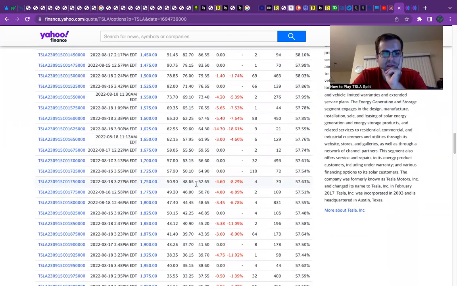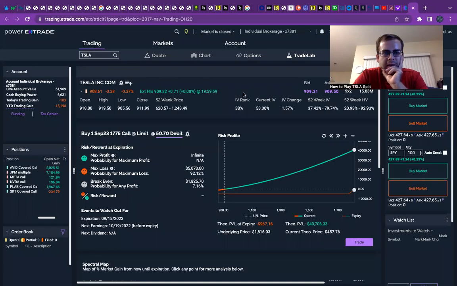Okay, so I think I was looking at 1775, and see, this is $50 per contract. This wasn't like $5 or whatever I showed on Sunday. So I would pick something like this. And now let's go over to the Power E-Trade tool. And this is the desktop tool here. So this is pretty much the same thing I had on my phone.